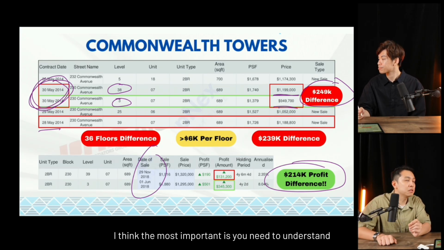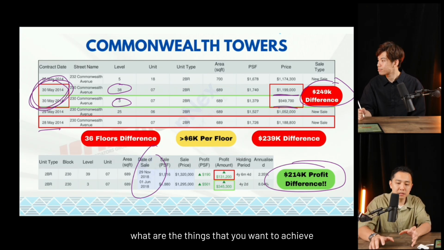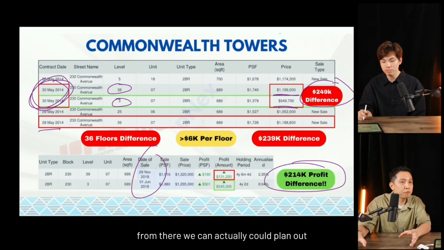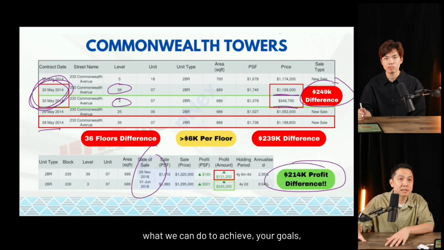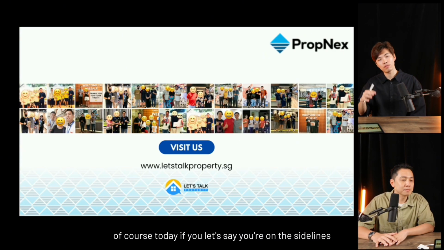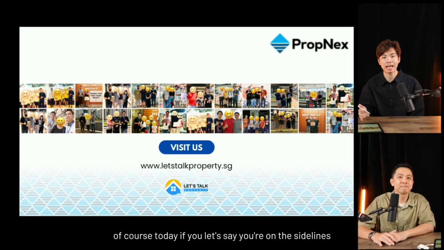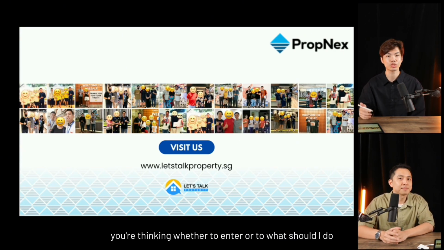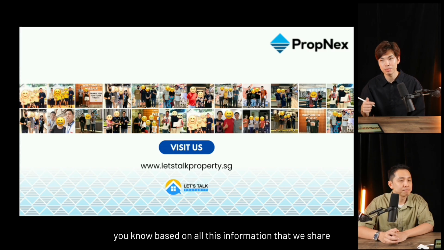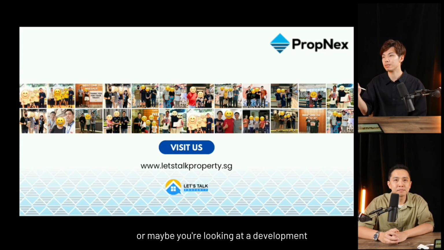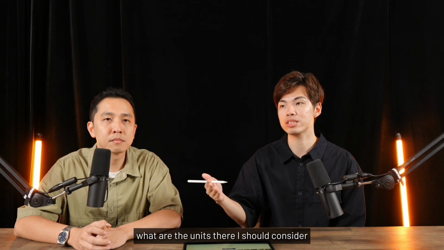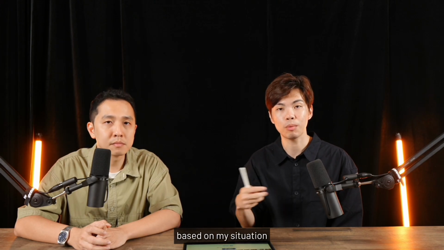I think the most important is you need to understand what are the things that you want to achieve, what are your goals. And from there, we can actually plan out what we can do to achieve your goals. So if you're on the sidelines, thinking whether to enter or what you should do, based on all this information that we shared, or maybe you're looking at a development and you're wondering, should I buy, what are the units there I should consider based on my situation?